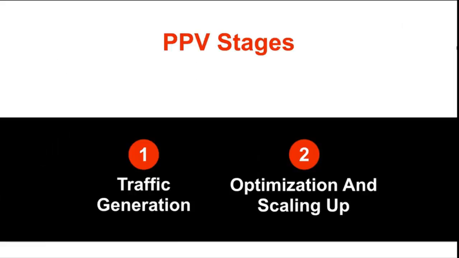So let's go ahead and get started, right? There are two stages of PPV: the first one is traffic generation, and the second one is optimization and scaling up. I'm going to be talking about the traffic generation part, and Luke is going to chip in wherever I'm missing some stuff, and then Luke is going to cover the optimization and scaling up, and I'll chip in a little bit. Although I can tell you guys, Luke is very good at the optimization and scaling up, so you guys are in very good hands when it comes to some of the really advanced stuff, right? So here we go.